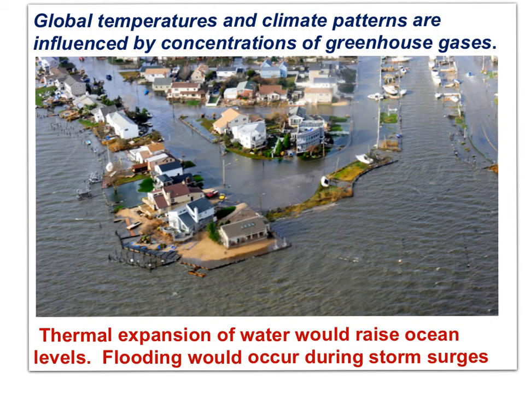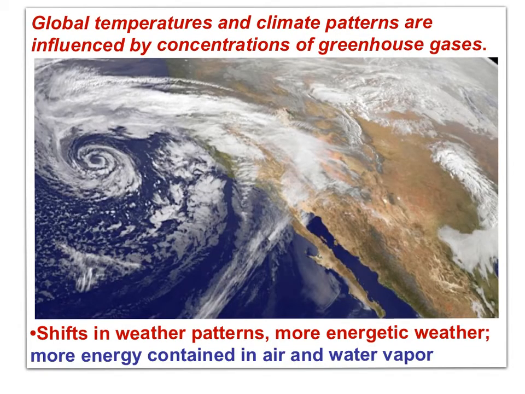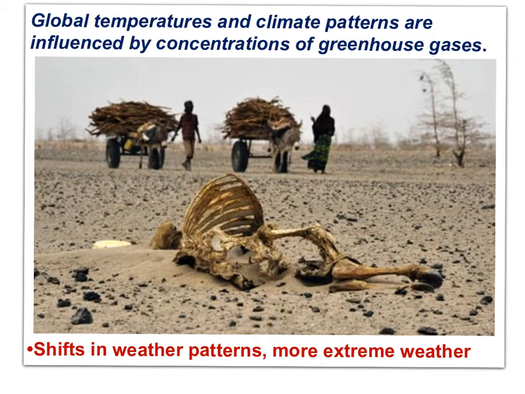Global temperatures and climate patterns are influenced by concentrations of greenhouse gases. Coastal areas would be vulnerable to rising sea levels. There would be shifts in weather patterns, more energetic weather, more rainfall in certain locations, and more drought in other locations.